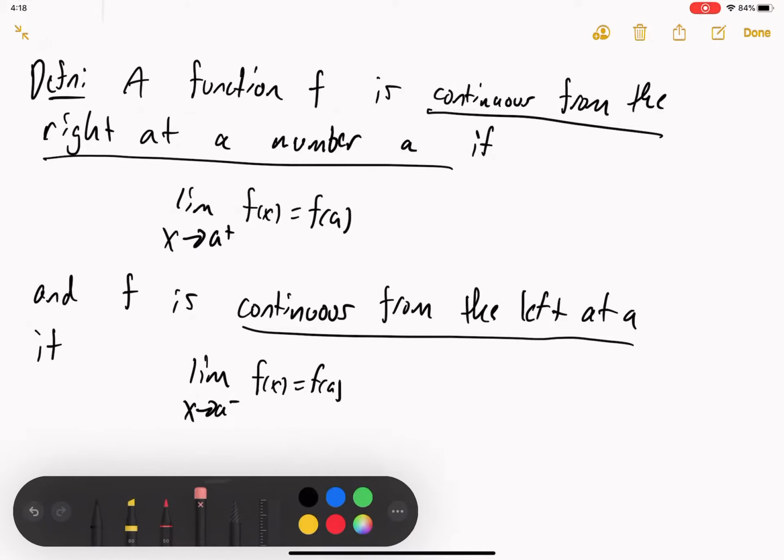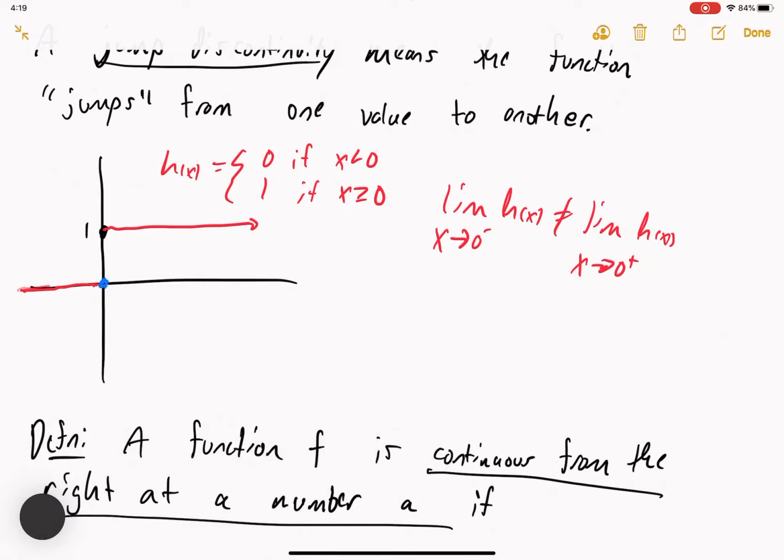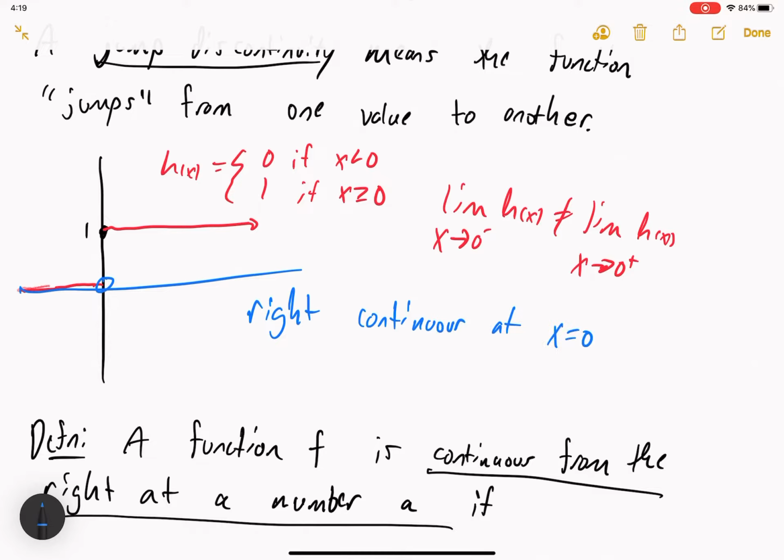So just a quick thing of what we would say about the Heaviside function is that here we actually have a closed circle. So the Heaviside function would be right continuous, and the reason why is that as we approach from the right, you have a closed circle here. If we had an open circle, then that would mean it's not.